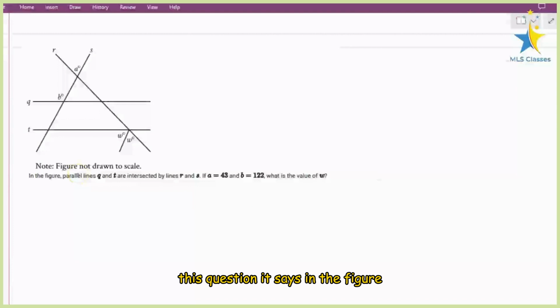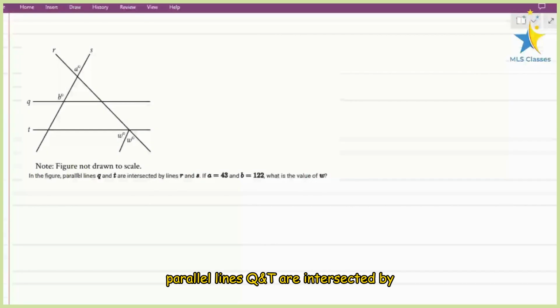In this question it says, in the figure, parallel lines Q and T are intersected by lines R and S. If A is 43 and B is 122, then what is the value of W? From here you can see A is given to us, that is 43. So if A is 43, then this will also be 43 because they are vertical angles, and B is given as 122 degrees.